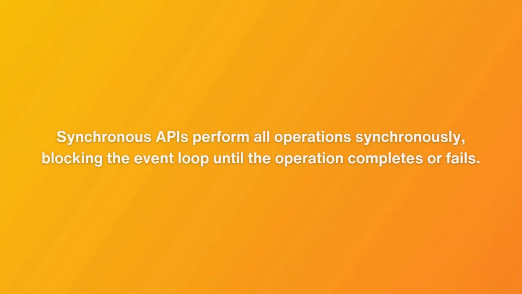Synchronous APIs perform all operations synchronously, blocking the event loop until the operation completes or fails. So as I told you before, Node is single-threaded. It does not execute another request until the current operation completes or fails.